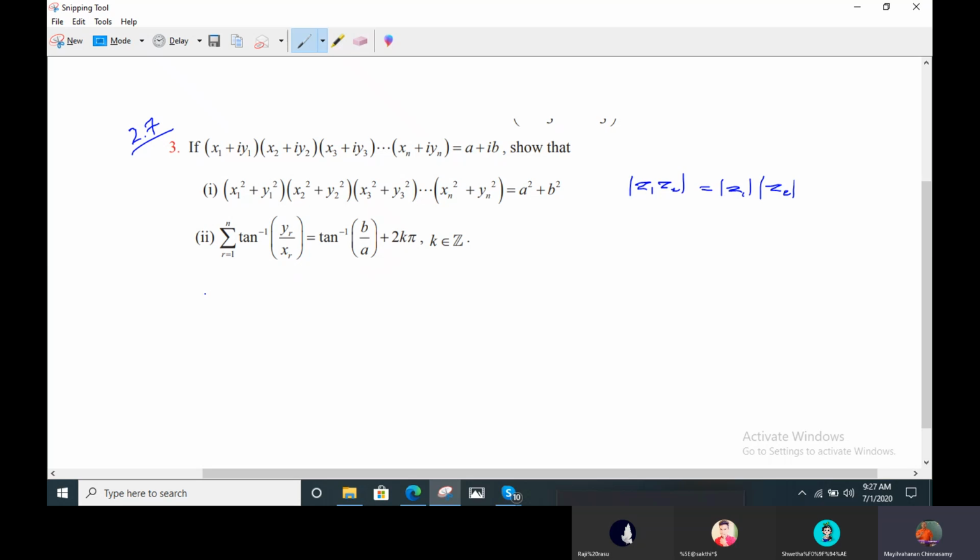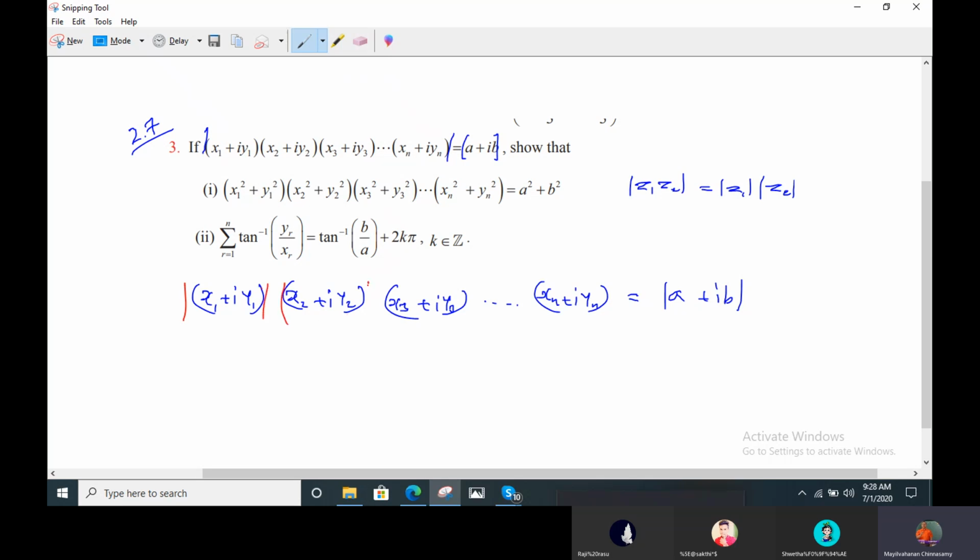What is your given? Take modulus of (x1 + i y1), (x2 + i y2), (x3 + i y3) ... (xn + i yn), and on the right side we have a + ib. Take modulus on both sides. When you take the whole modulus on both sides, what will become? As per the formula, the modulus of the product, we can take as individual moduli. Each and every term modulus, we are taking.